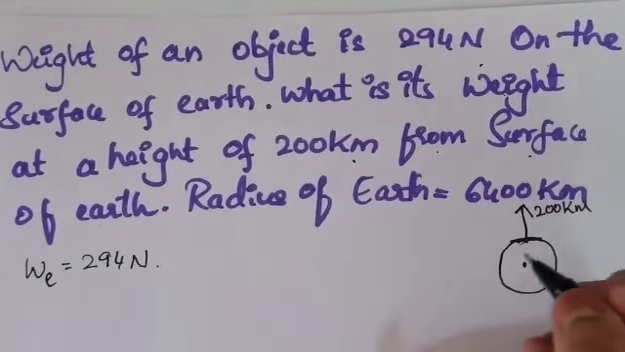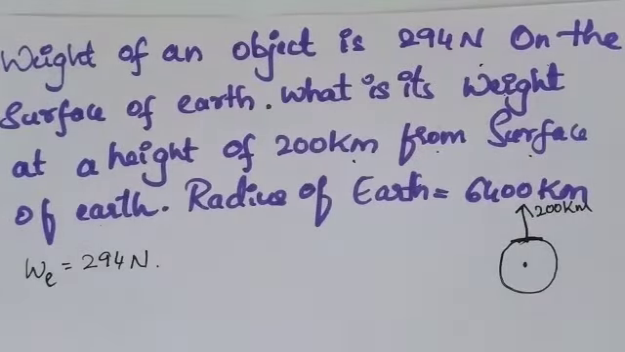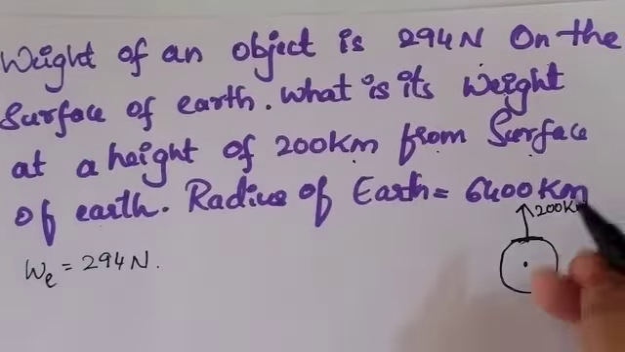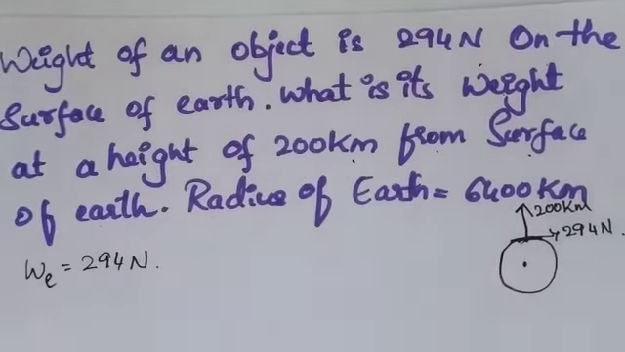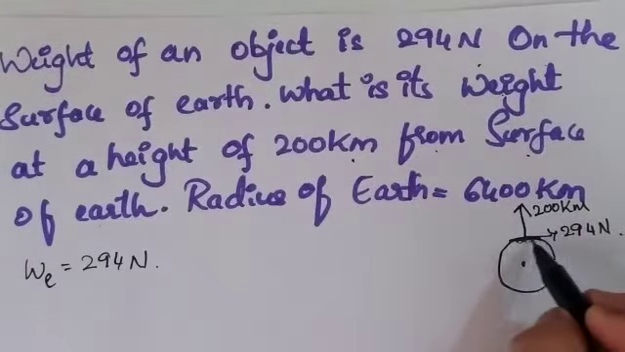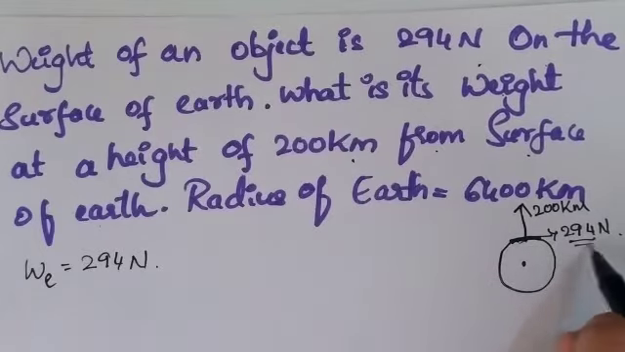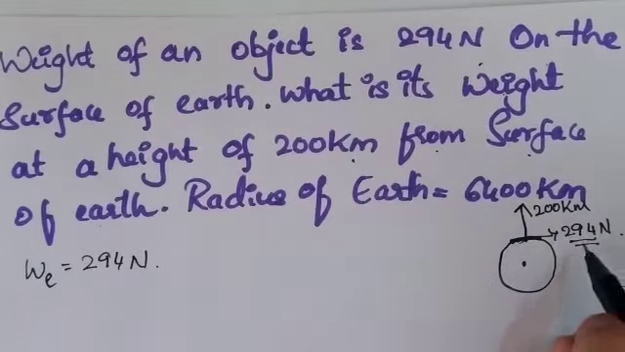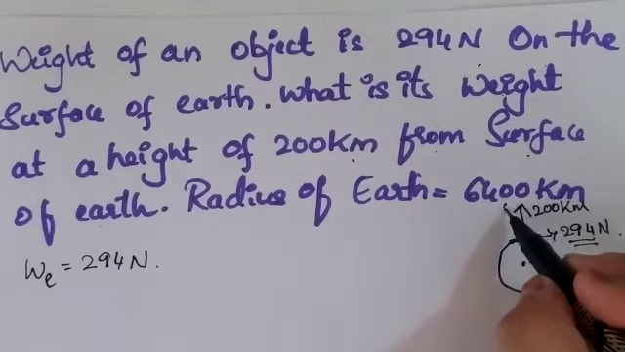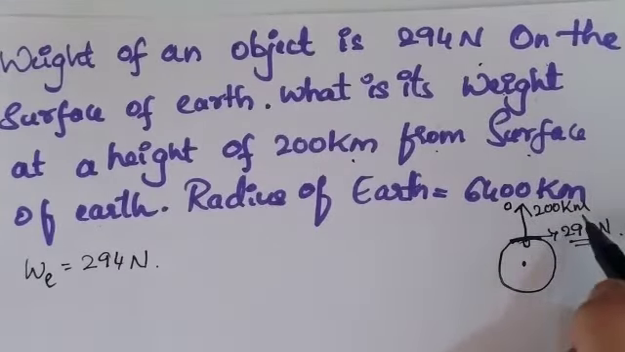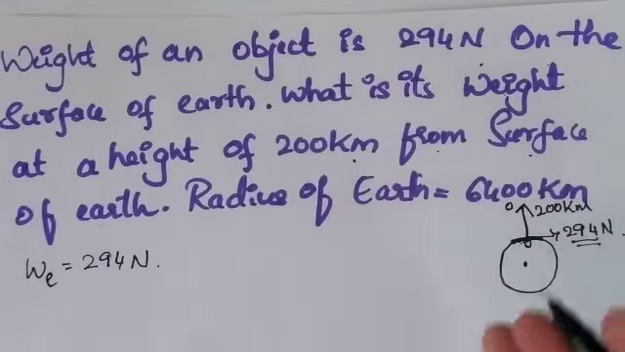So what is the weight of an object when it is on the surface of Earth? Similarly, what is the weight of an object when it goes 200 kilometer above the surface of the Earth? Here the object placed on the surface of the Earth gave a weight of 294 Newton. When I take the same object to this position, 200 kilometer above the surface, what will its weight become here?